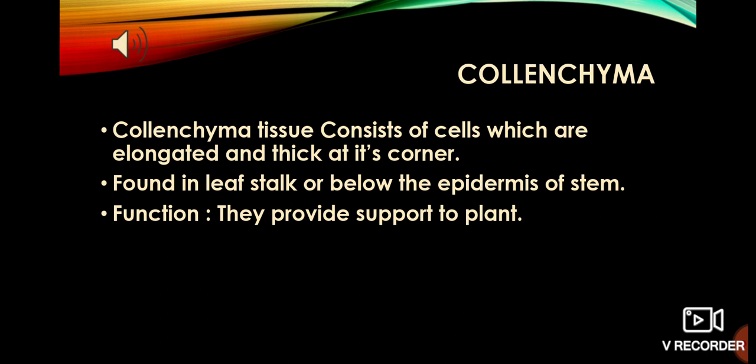It is also found below the epidermis of the stem. That means the stem's outermost layer is epidermis, so the layer next to epidermis, that is subepidermis, in that subepidermis region collenchyma tissue can be present. Now what is the function of the tissue? This tissue usually gives support to the plant, like it provides flexibility to the plant.